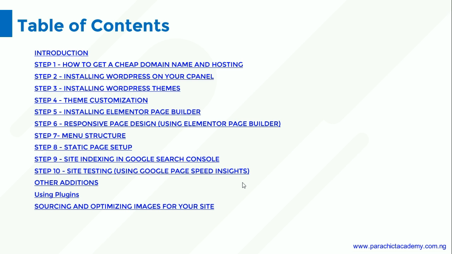So, the table of contents: I'm going to show you how to get a cheap domain name and hosting, how to install WordPress, which is what we're going to be using for this course, the WordPress CMS, or the WordPress content management system, on your cPanel, how to install WordPress themes, how to customize the themes, and how to install the Elementor page builder.